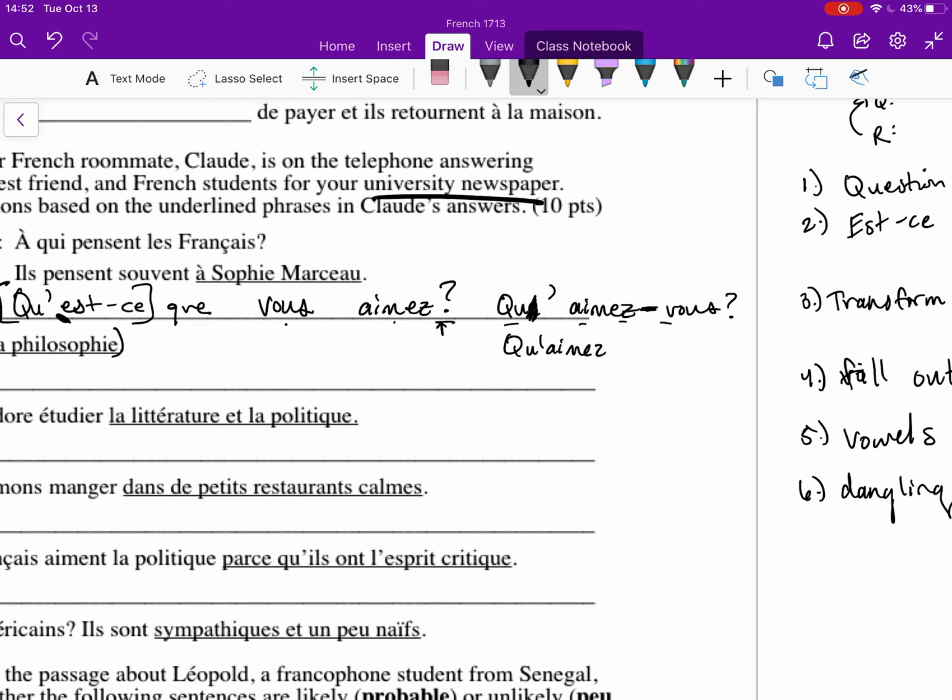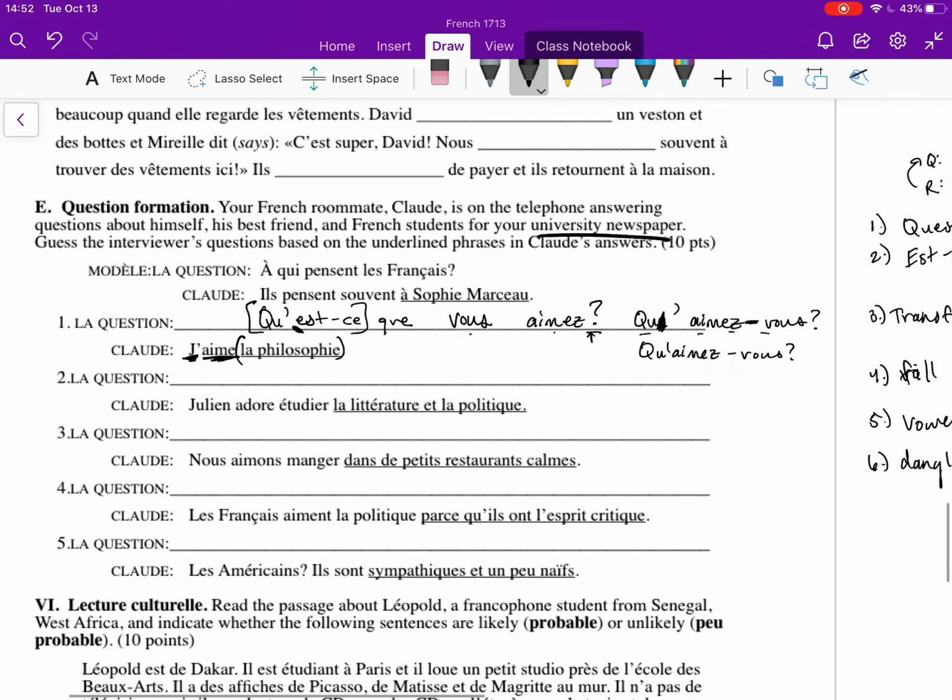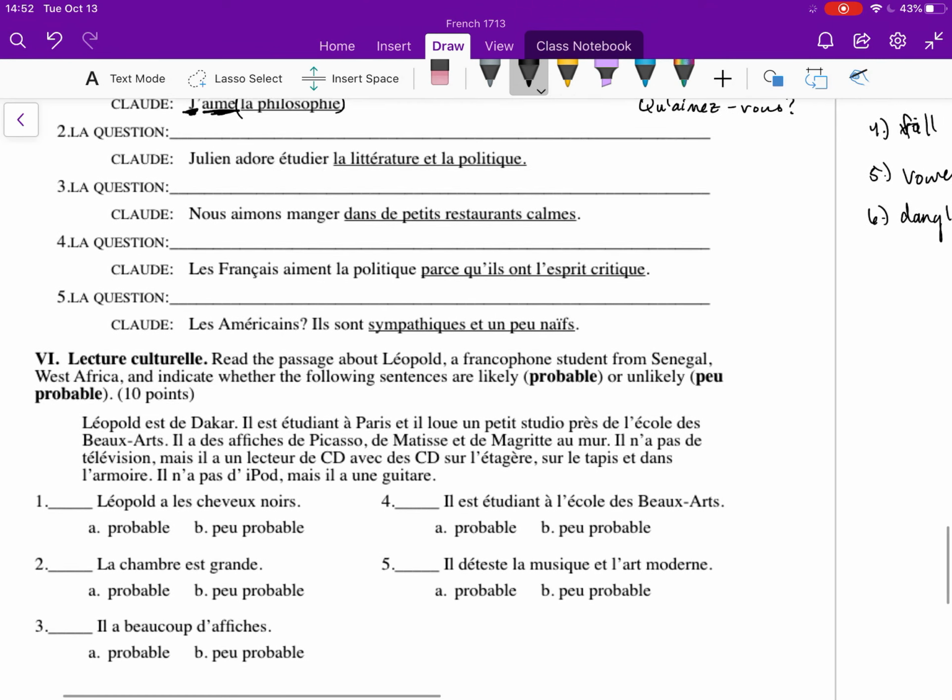Let me rewrite it, nice and neat. Qu'aimez-vous? What do you like? Both of these answers would be accepted. I'll let you try the rest of those on your own.